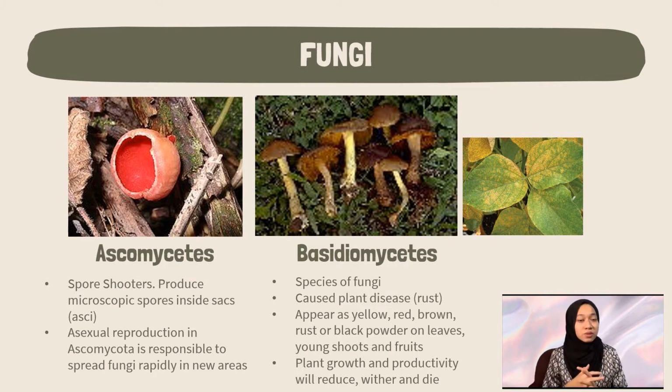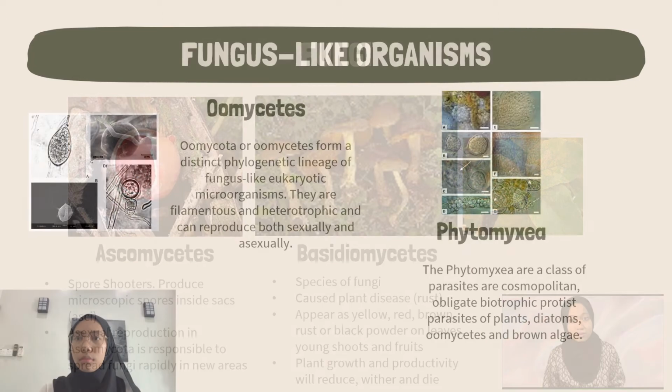So, how can basidiomycetes cause disease on a plant? The plant growth and productivity will be reduced and some plants wither and die back. During their life cycles, rust pathogens will parasitize either one species of plant or two distinct species.